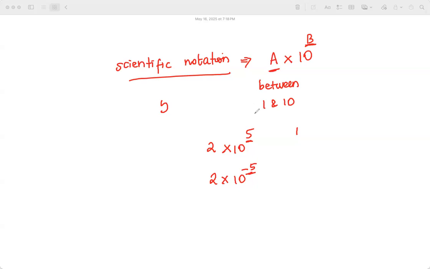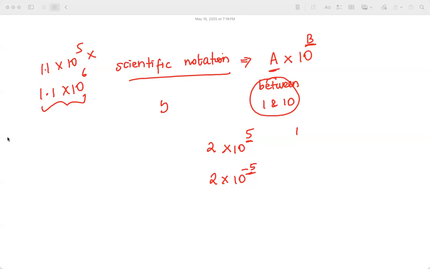That's what the convention says: A has to be a number between 1 and 10. Make sense? It can't be 11 times 10 power of 5. Instead, I'll make this 1.1. If I make this 1.1, then it has to be 10 power of 6. Make sense? This is in scientific notation. This is not. You got it?